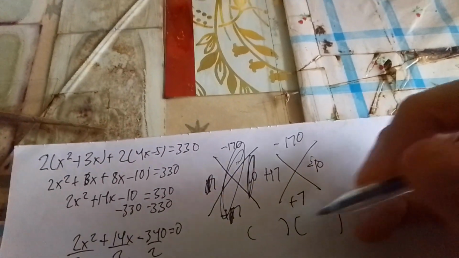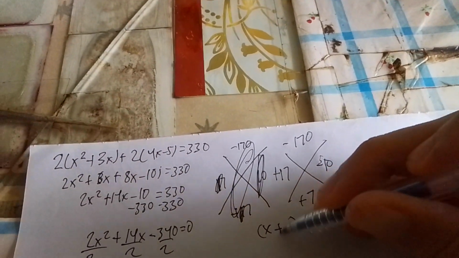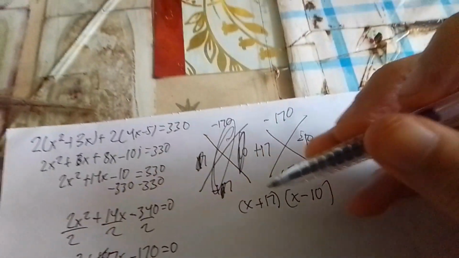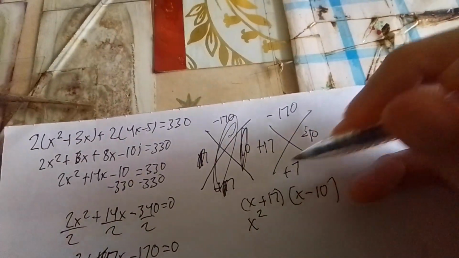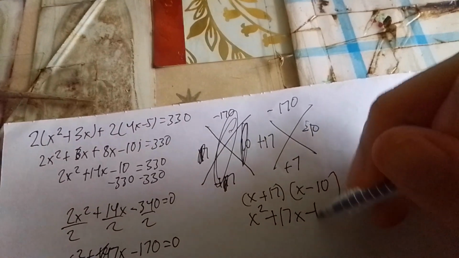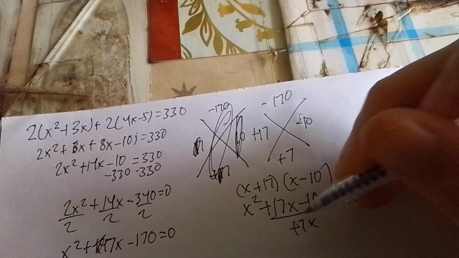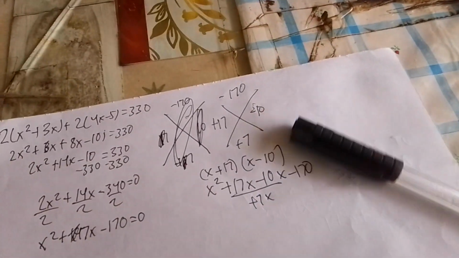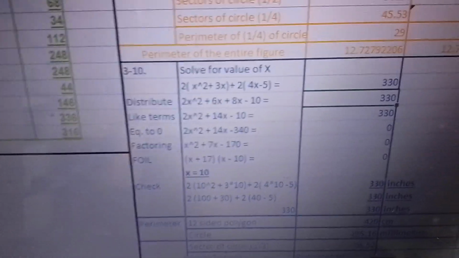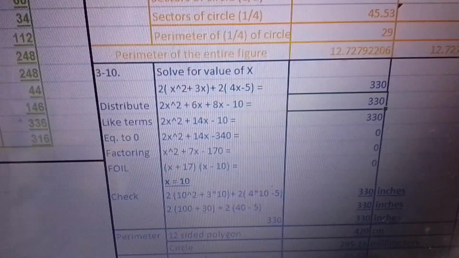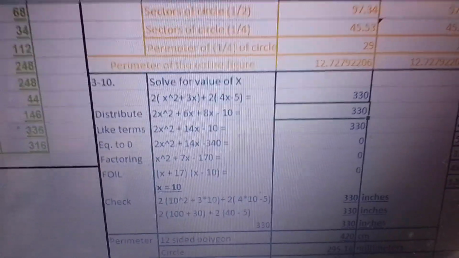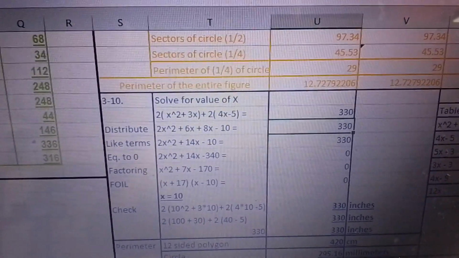So therefore, to check our answer, we should get x plus 17, x minus 10. To FOIL, this is x squared, 17x, minus 10x, negative 170. Combining like terms, positive 7x. Yup, that's still the answer. It's just like what we also did here. We should get x plus 17 and x minus 10. So x can be either of the two. We get x is 10, because remember, since it's geometry, we should always get the positive number.